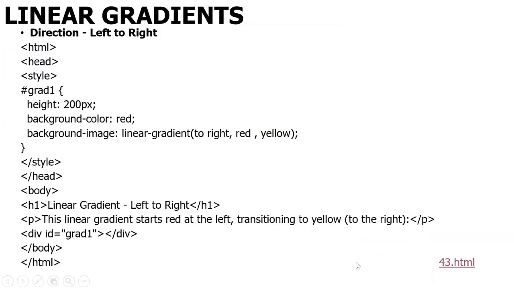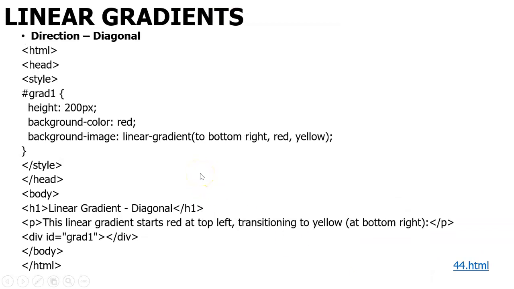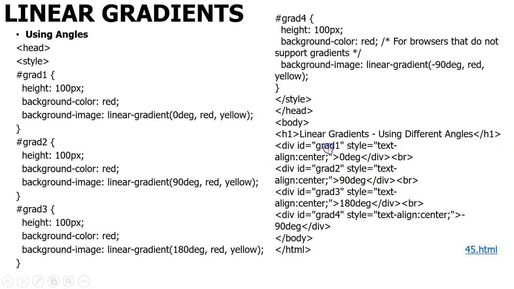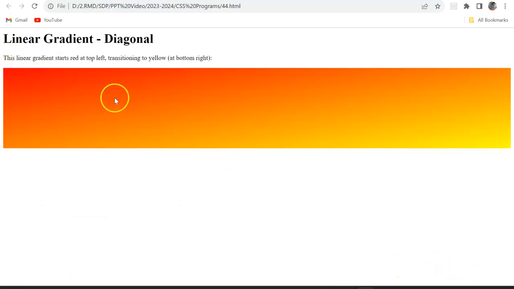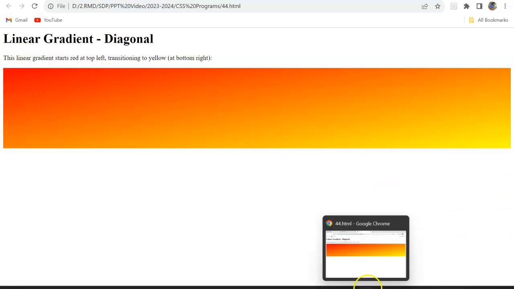So we'll see the other type, which is diagonal. If I want it diagonally from top to bottom, I'm going to mention "to bottom right". If you want it in diagonal, you can give it as to bottom right. So the direction is to bottom right, starting from the top left, and the same red and yellow colors will come. The same ID is being called in the div tag, so I'll get the diagonal. Can you see the color is changing diagonally? So this is how it happens.